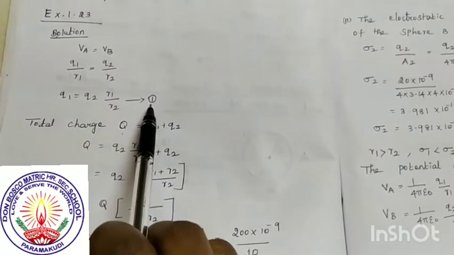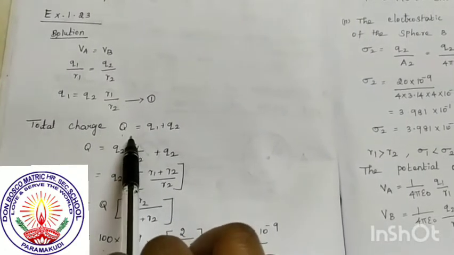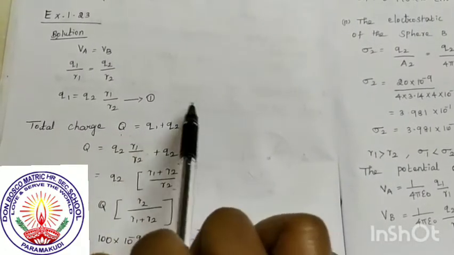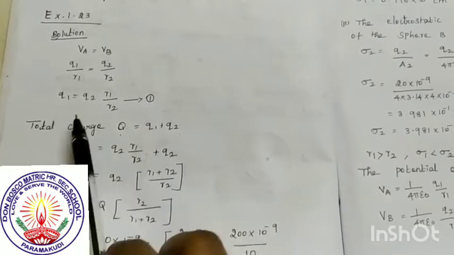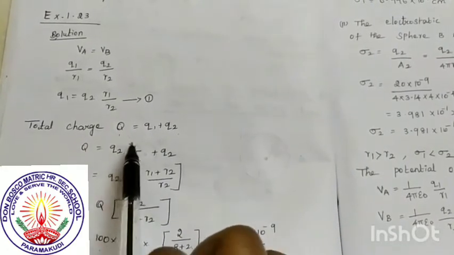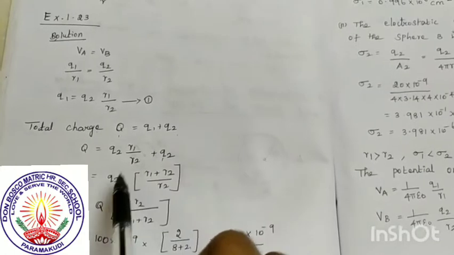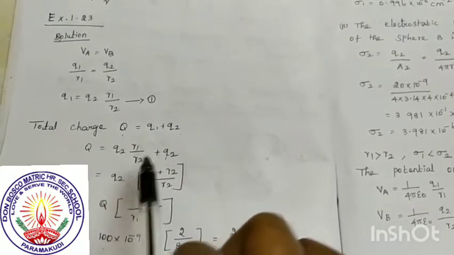This is equation number 1. Then total charge: we have to add these two terms. We know the value of Q1, so substitute the value of Q1 plus Q2. Then we have to simplify these terms.